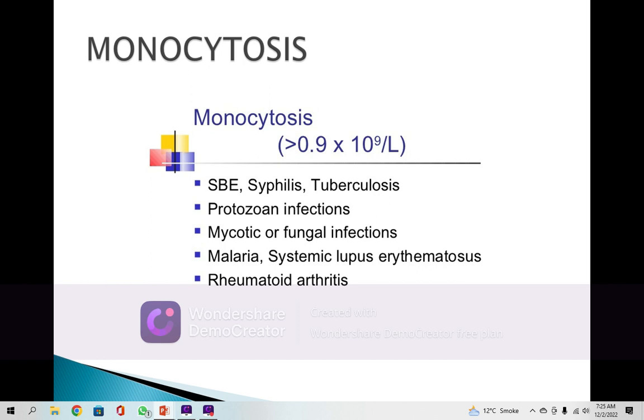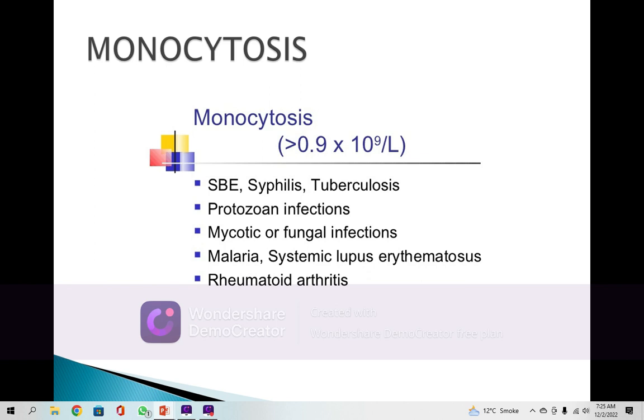Now monocytosis. Monocytes are very few in number, hardly 0 to 3%, but their function is very important. They are highly phagocytic cells. They are large cells, highly phagocytic. Their function is to remove the debris.